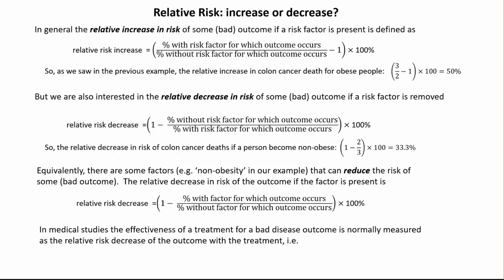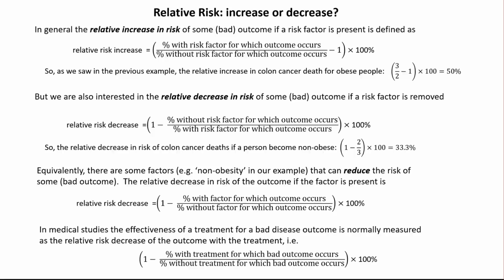And in medical studies, the effectiveness of a treatment for a bad disease outcome is normally measured as the relative risk decrease of the outcome with the treatment. So in other words, effectiveness of the treatment is defined as 1 minus the percentage with the treatment for which the bad outcome occurs, divided by the percentage without the treatment for which the bad outcome occurs. And indeed, knowing the difference between absolute risk and relative risk is especially important when it comes to measuring the effectiveness of medical treatments.